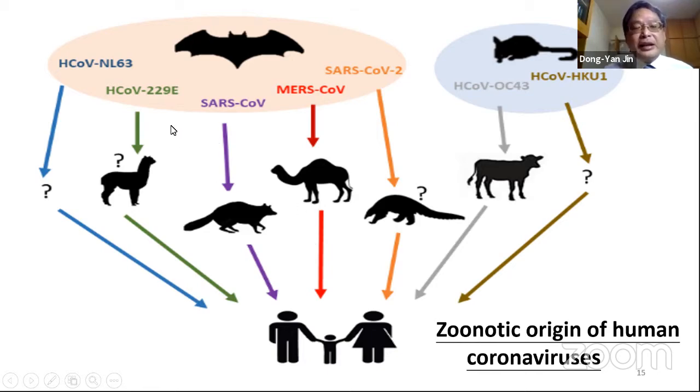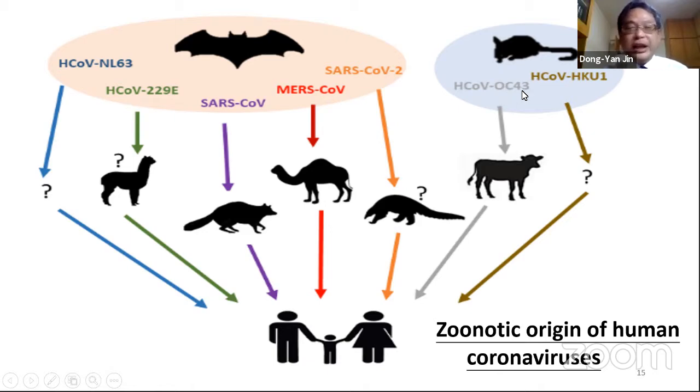And in the case of 229E, whether it is similar to camel, or maybe to the alpaca, which is similar to camel, is still to be determined. Some scientists believe that it might be directly from bats, and some believe that dromedary and alpaca might be the intermediate host. And in the case of OC43 and HKU1, rats and mice would be the reservoir hosts.